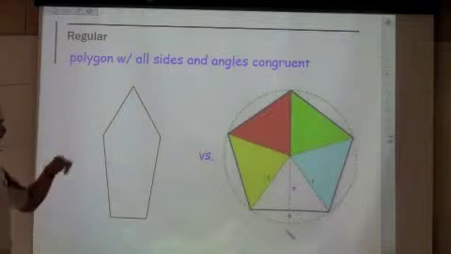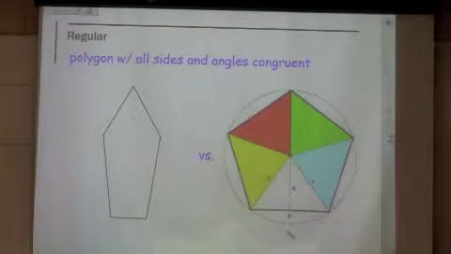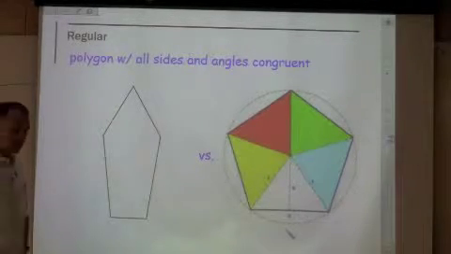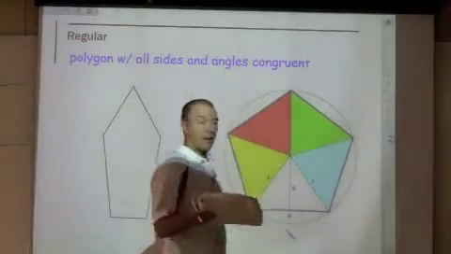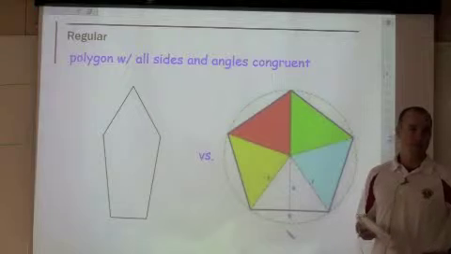What shape do I have pictured here? You know what that would be called? Pentagon, because it has 5 sides. The prefix pent means 5.